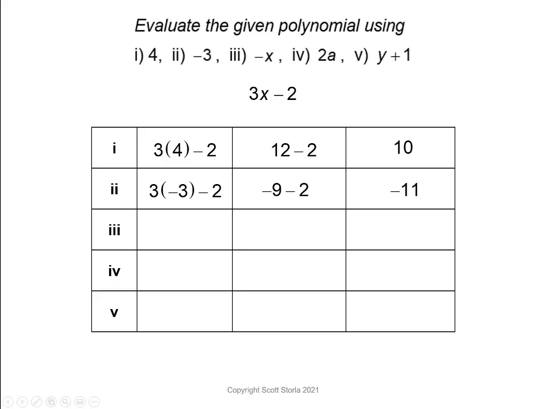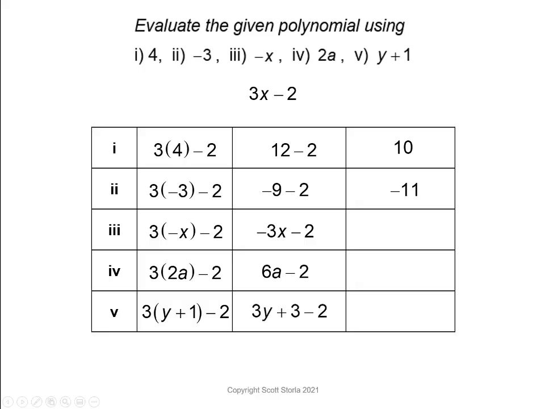The third one says to replace x with the opposite of x. And if we multiply this together, we'll get negative 3x minus 2. The fourth one says to replace x with 2 times a, and that simplifies to 6a minus 2. And then last, we're going to replace x with the quantity y plus 1. We multiply and get 3y plus 3 minus 2, which simplifies to 3y plus 1.